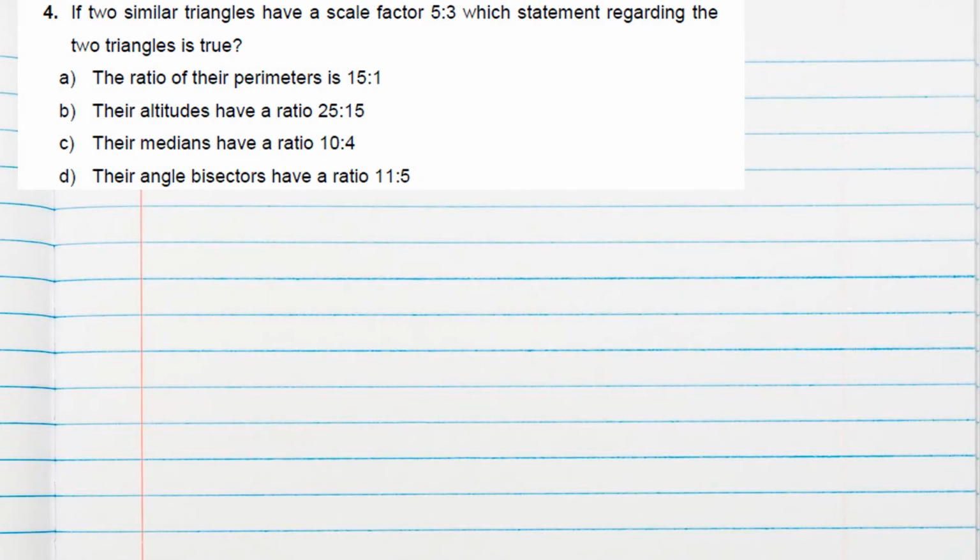Next question: if two similar triangles have a scale factor 5 is to 3, that means sides are in the ratio 5 is to 3. Then medians will also be in the same ratio, altitudes will be in the same ratio, angle bisectors, all these things will be in the same ratio. So here we will check. Angle bisector 11 is to 5, not correct. Medians 10 is to 4, if you simplify, we'll get 5 is to 2, not correct. This, if we simplify 25 is to 15, will be 5 is to 3. We are getting the same ratio, so this could be the answer. Here the ratio of their perimeters is given as 15 is to 1. This is also not correct. So option B will be the correct option.